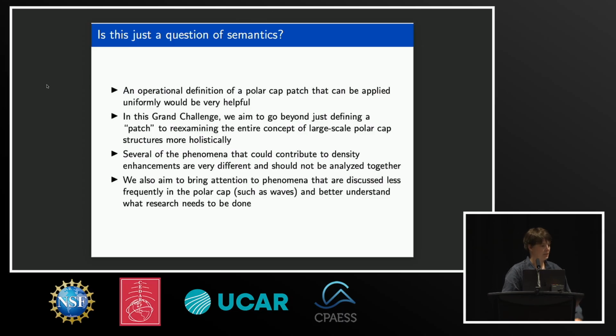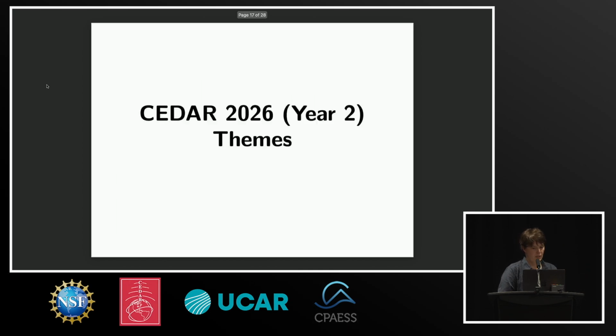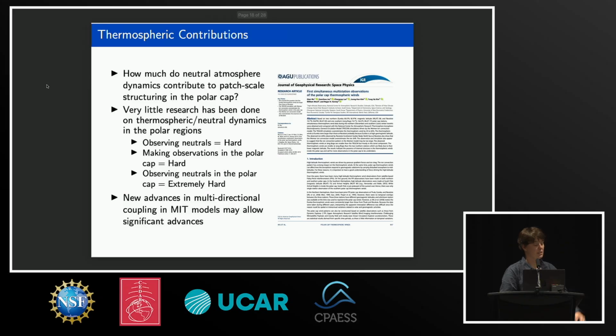Again, I think I talked about this last year, but I do think this has significance beyond just semantics and definitions, and for the overall pattern of our grand challenge. So we are in year 2, and this year we're focusing on, again, TID generation and thermospheric perspective, as well as small-scale irregularities within patches. So yes, this year's themes. So this is the new stuff.